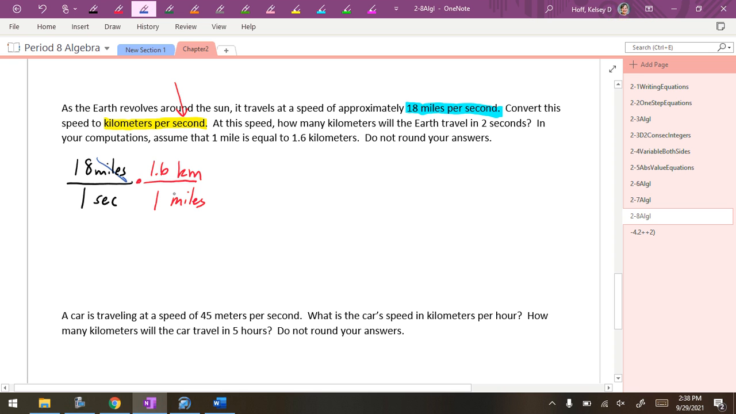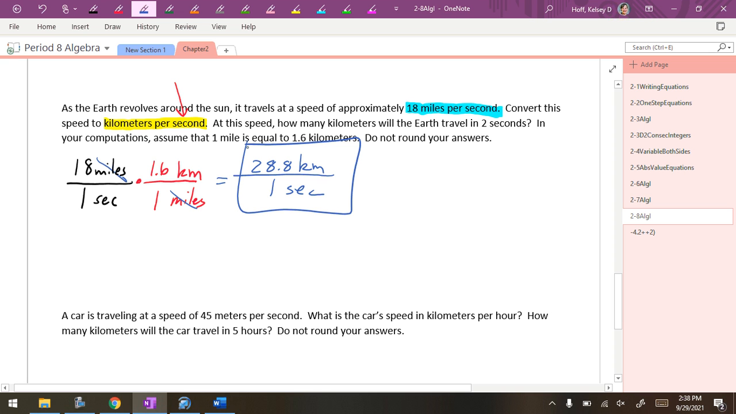Now my miles and my miles cancel. 18 times 1.6 is 28.8, a label of kilometers per 1 second. So the first thing says convert it to kilometers per second. That's what it is per second.